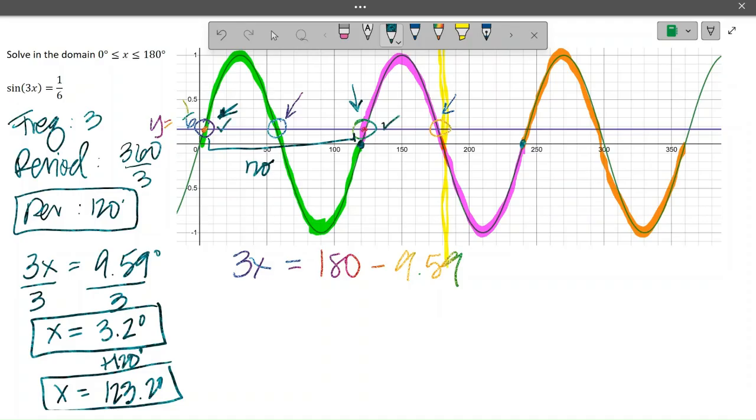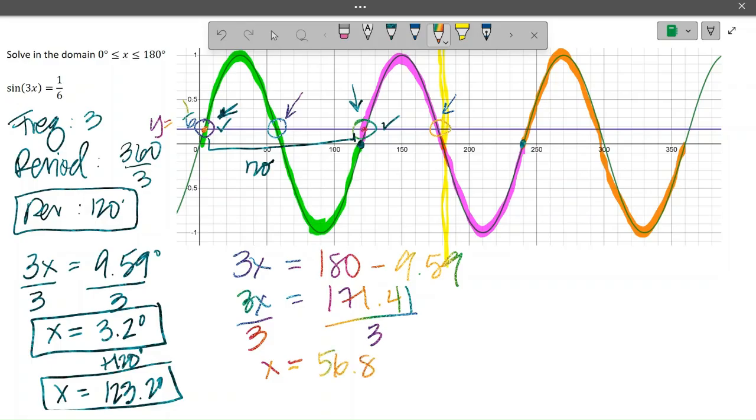And now we're going to work the right equation and find the other 2. So we have 3x equals 171.41 degrees. I can divide by 3 to get x by itself. When I do that, I get 56.8 degrees. And that solution is within our domain. And that's this value right here.